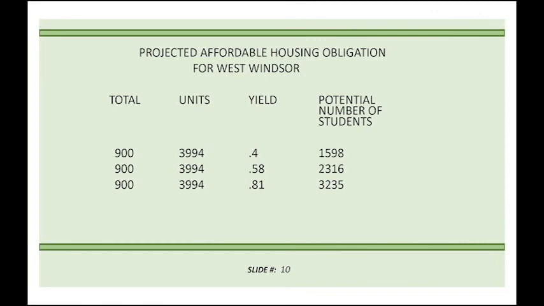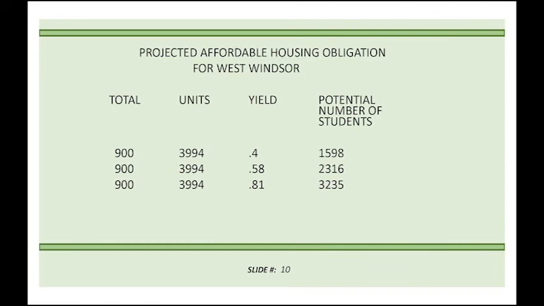And 0.4 is like a low-end housing area that has like 25 years of turnover, like the community's like 25 years old. So even in a housing community that is an older housing section of our community, 0.4 is like the lowest yield we're seeing. So if we're wrong and it's not 0.58, you're still looking at 1,600 kids just in West Windsor. And if we're right and it's 0.58, it's 2,300. And if we're wrong and it's bigger than we think, it's 3,200.